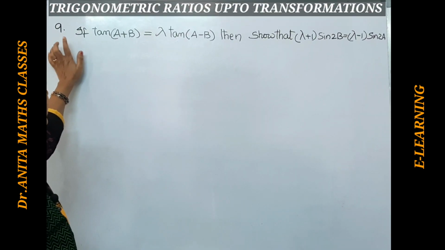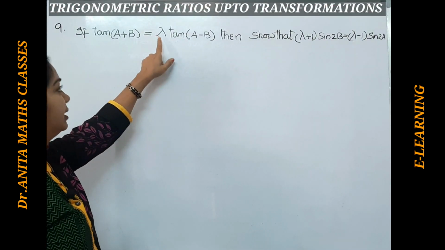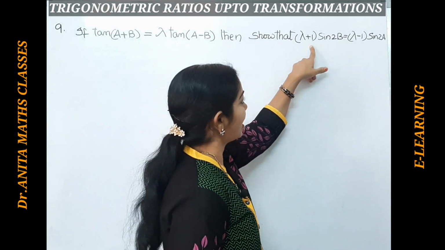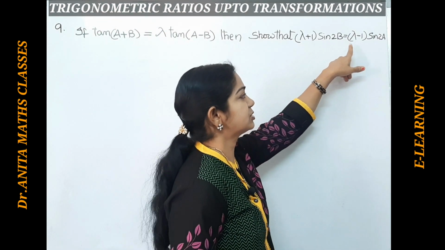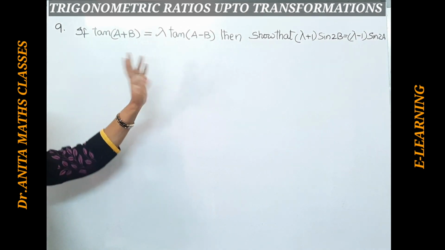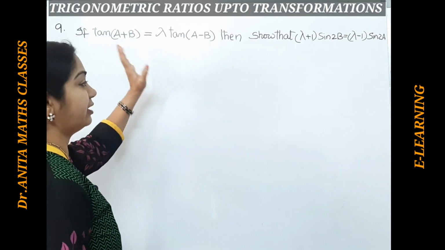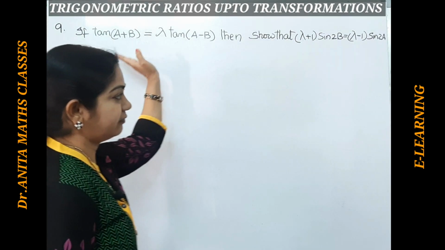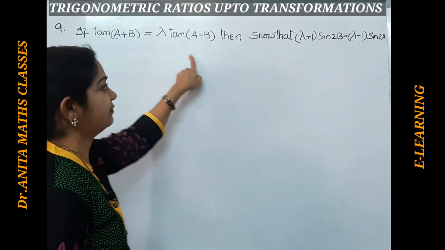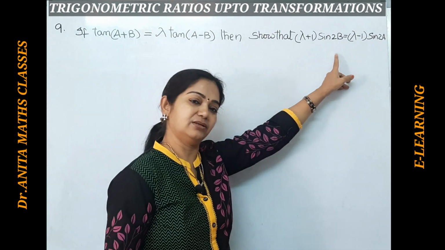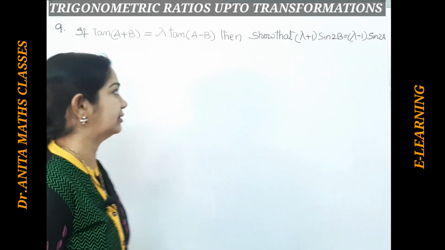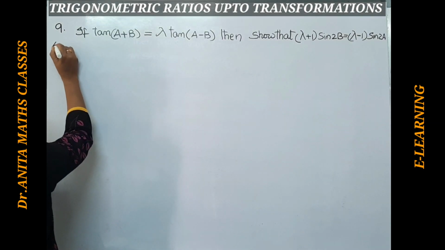The ninth problem: if tan(A plus B) equals lambda tan(A minus B), then show that (lambda plus 1) sine of 2B equals (lambda minus 1) sine of 2A. Now this is just the reverse way of the eighth problem. There we had sine given and we had to find tan. Now here the reverse way, that is tan given, we have to find the sine. So we will be using the same procedure, that is the componendo and dividendo method. Okay, with the given thing we will start.